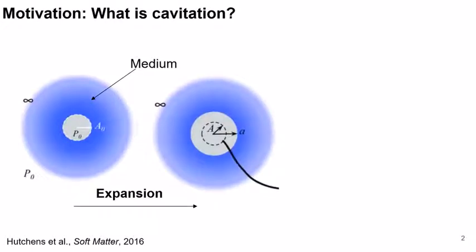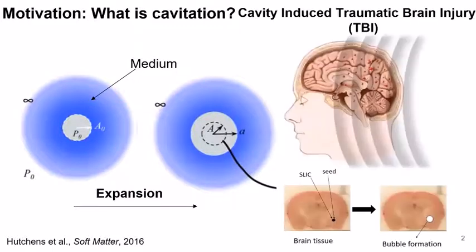Cavitation is the sudden, unstable expansion of a void or a bubble within a liquid or solid. While predominantly studied in fluids, cavitation is also known to be the origin of damage in soft materials, including biological tissues. For example, strong evidence suggests that cavitation occurs in brain during sudden impacts, leading to traumatic brain injury, or TBI.